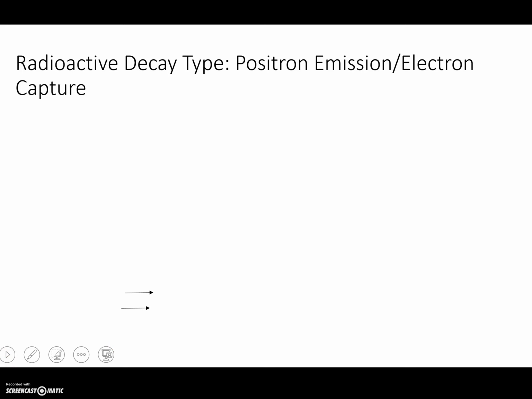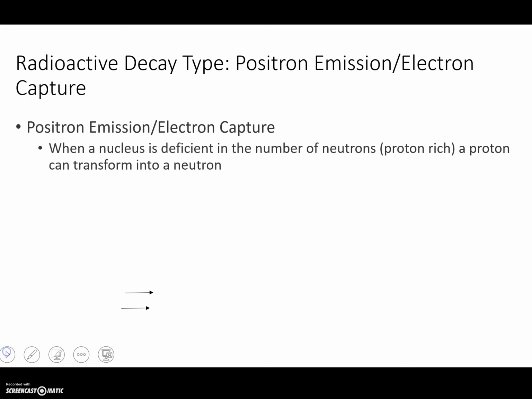Now, the other type we can have is what we call positron emission or electron capture. Both of these are different processes, but they have the same result, essentially. They just happen under different conditions. So there are 2 different things that can happen to cause the same thing.